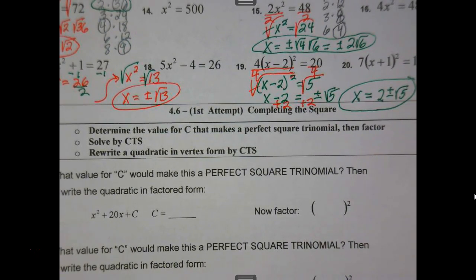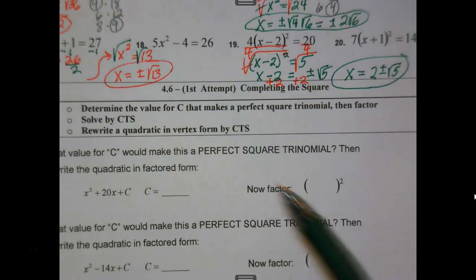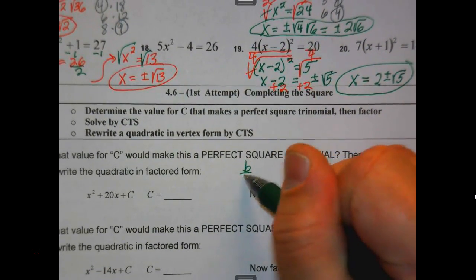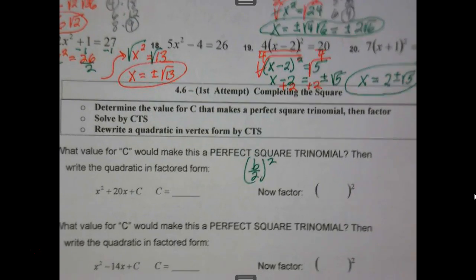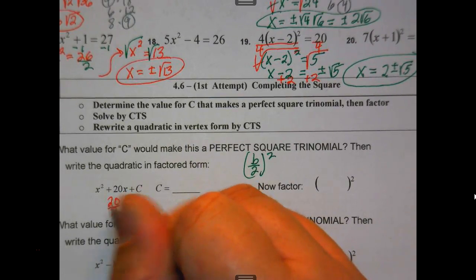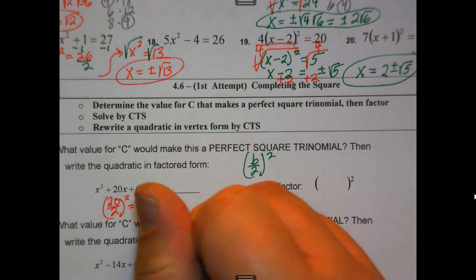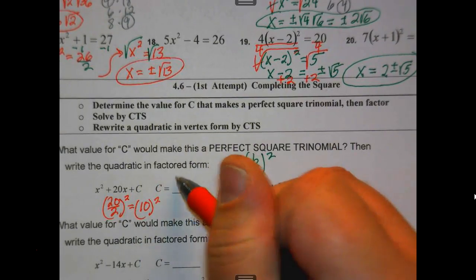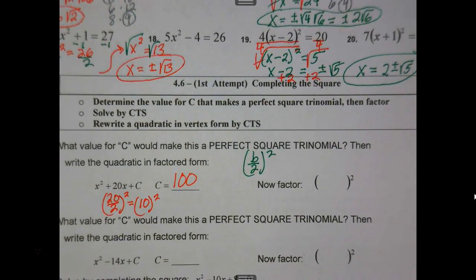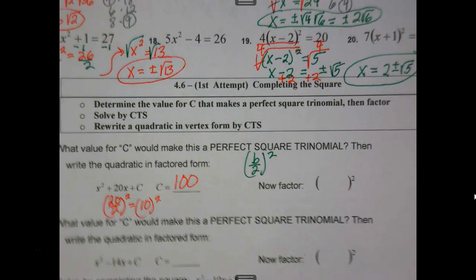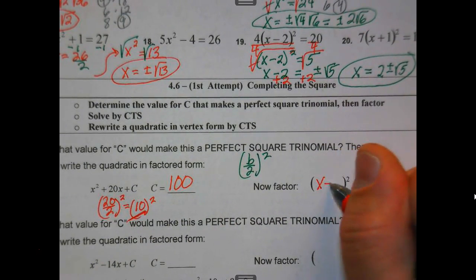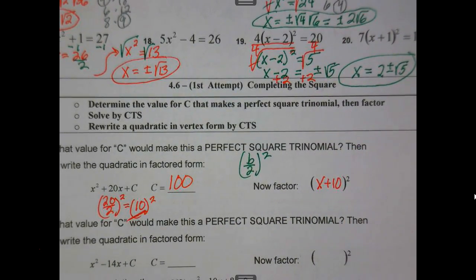Okay, 21, they're breaking down making the perfect square trinomial. All you're doing here is taking that b divided by 2 squared. That's our c. Okay? So I'm going to take 20 divided by 2 squared, which is 10 squared, which is 100. Oh, now they want it in factored form. Wonderful. Well, we have a positive 10, right? We have x plus 10. Remember the base?